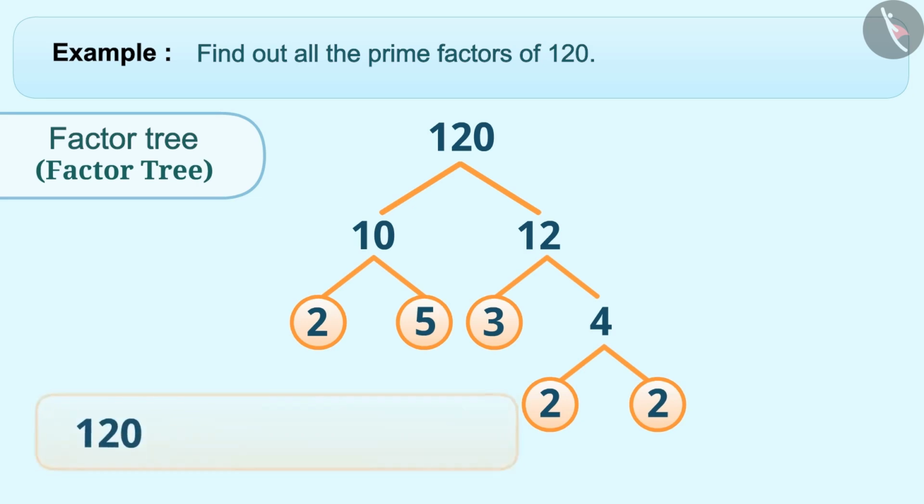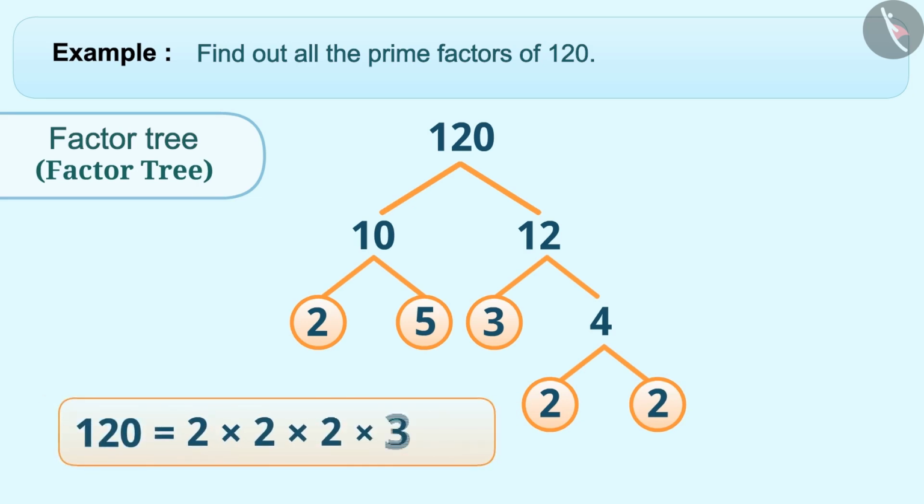Now we can express 120 as 2 multiplied by 2 multiplied by 2 multiplied by 3 multiplied by 5. In this way, we have found the prime factors of 120. Therefore, to find the prime factors of any number, divide it into the branches until we get all the prime numbers.